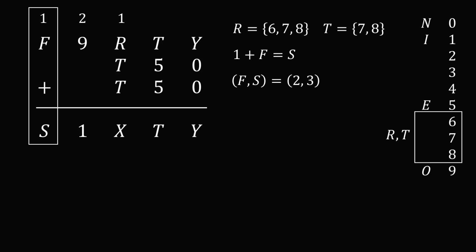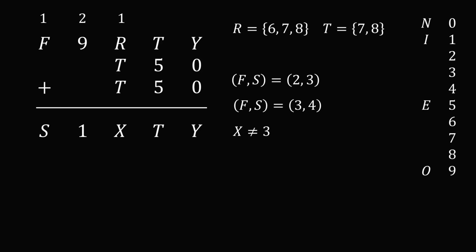F and s must be in 2, 3, and 4, which means f and s can either be 2 and 3, or f and s can be 3 and 4. So what does that mean about x? We know that either one of f or s is equal to 3, which means that x cannot be equal to 3.